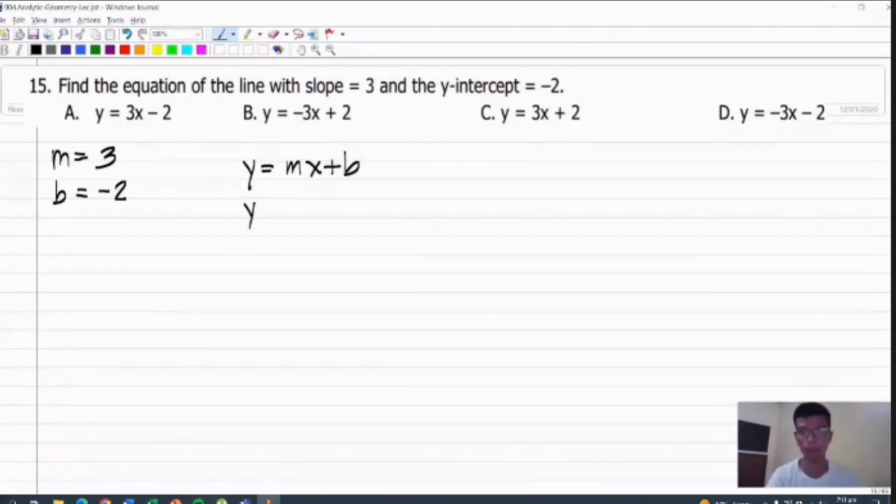So, direct substitution, the value of m is 3. Kopyahin natin yung variable x. And then, the value of b is negative 2. So, lumabas din yung answer, letter A.